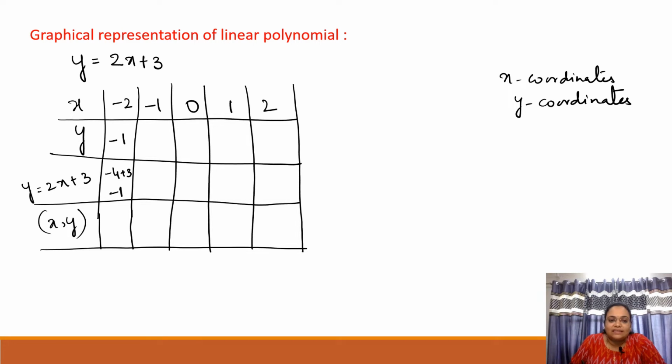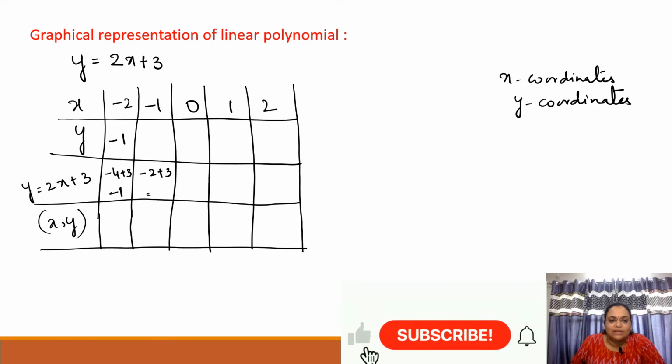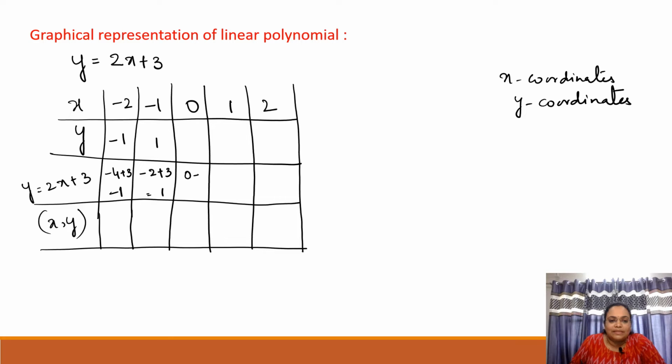When x is equal to minus 1, that will be minus 2 plus 3, which is 1. y is 1. And when x is equal to 0, that will be 0 plus 3, which is 3. y is 3. And when x is equal to 1, that is 2 plus 3, which is 5. y is equal to 5. And when x is equal to 2, 2 twos are 4. So 4 plus 3 is equal to 7.